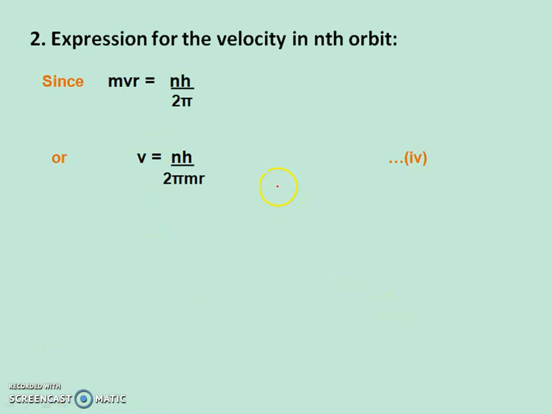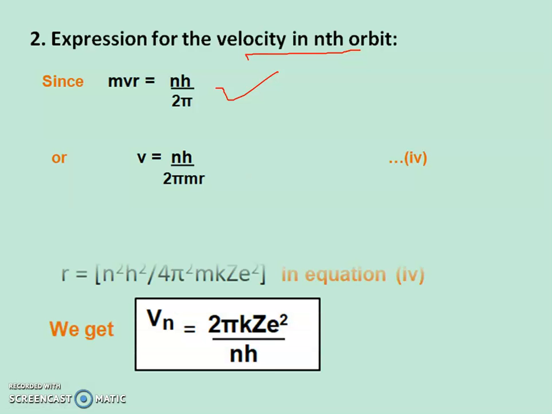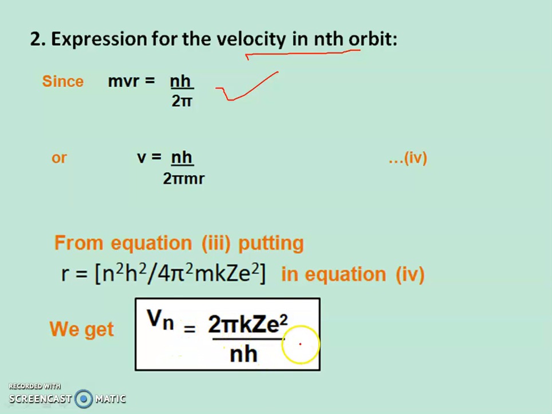Right. Now we have to calculate the velocity of electron in nth orbit. Now we come to the same first equation, mvr is equal to nh by 2 pi. From this equation V is equal to nh divided by 2 pi mr. Right. Now what we will do? We will substitute the value of r. As we already calculated r, we can get Vn is equal to 2 pi kZe square by nh. So this is the equation for velocity.